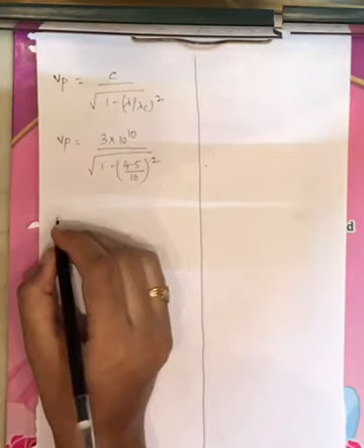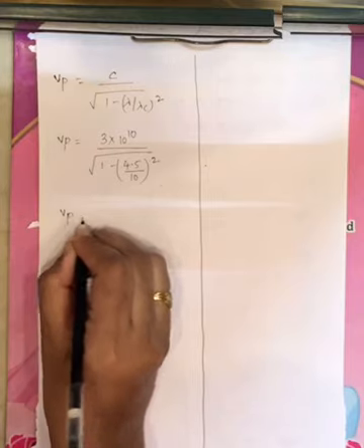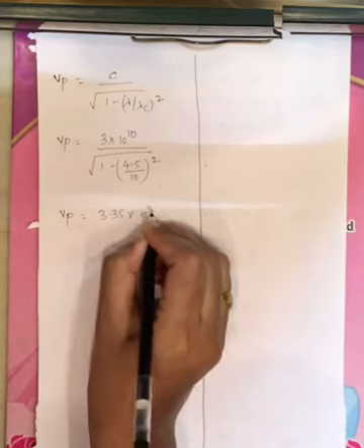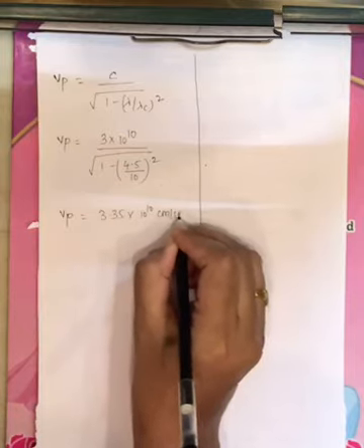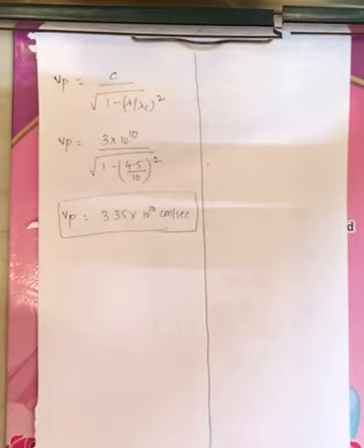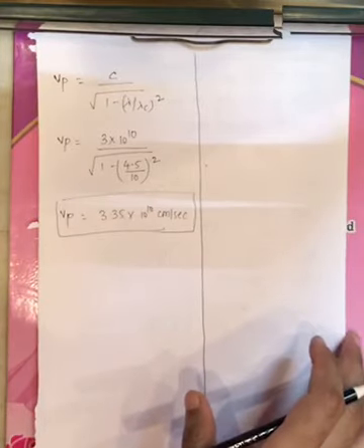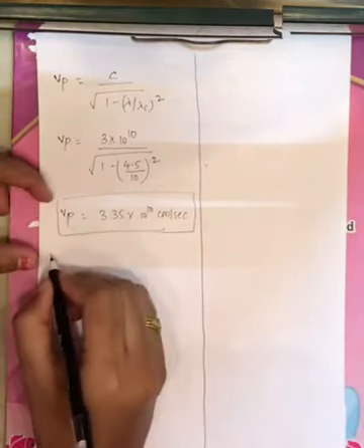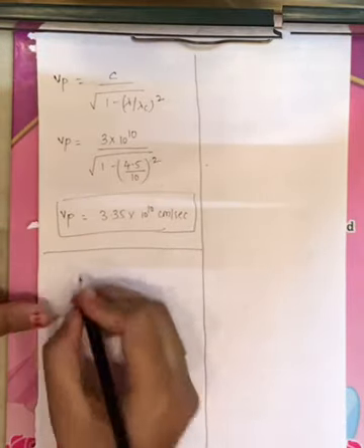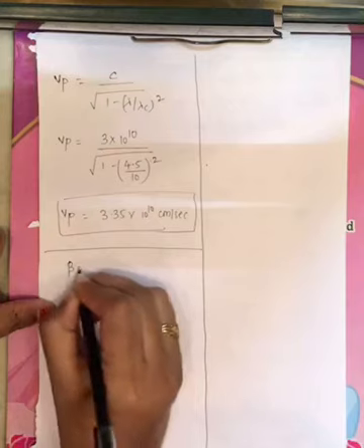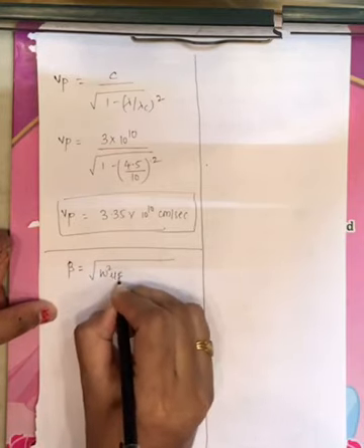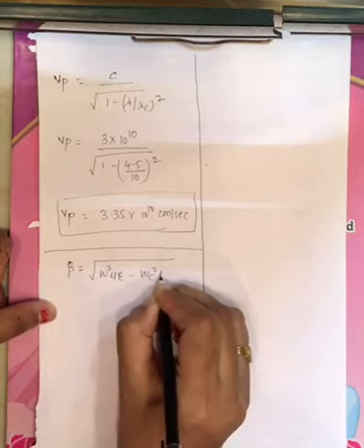Now if you solve this, you will get 3.35 into 10 power 10 centimeter per second. Now this is the phase velocity, right? 3.35 into 10 power 10 centimeter per second. Now we have found out Vp and we have found out lambda g. Now what is left out? Beta, right? Now we know the expression beta equals under root of omega square mu epsilon minus omega c square mu epsilon.